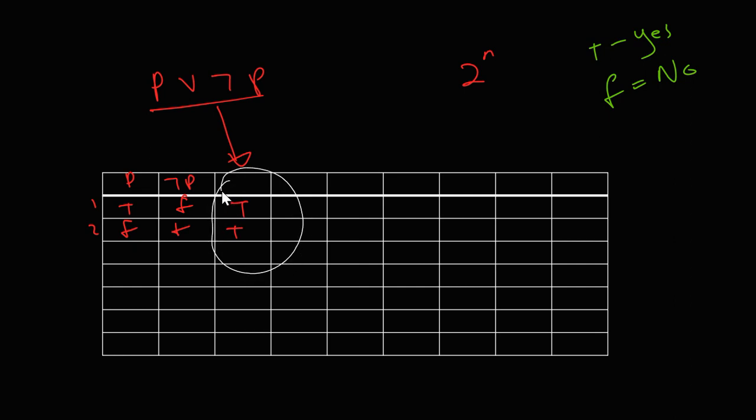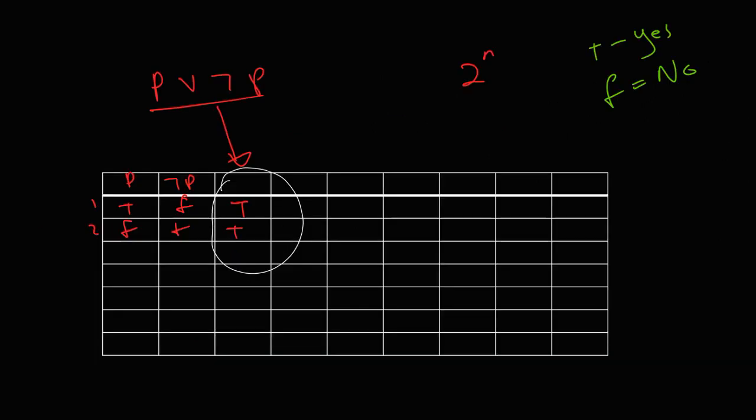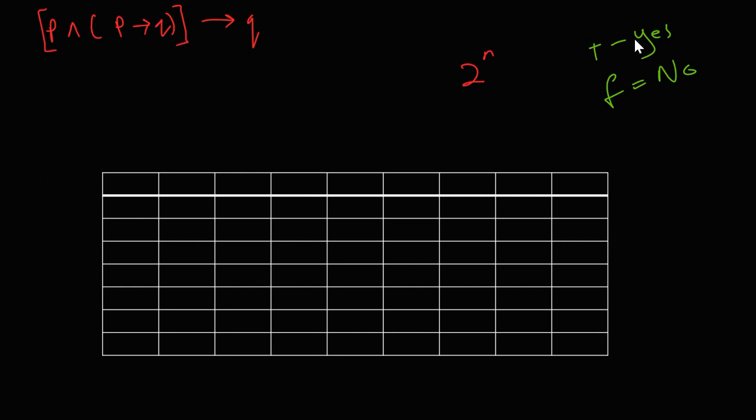What do we know about when all values are true? Then we say it's a tautology. It's a tautology if for all inputs the truth values are true. Then we can call it a tautology. Okay, the previous one was proven to be a tautology because all truth values were true. Okay, let's test this one.